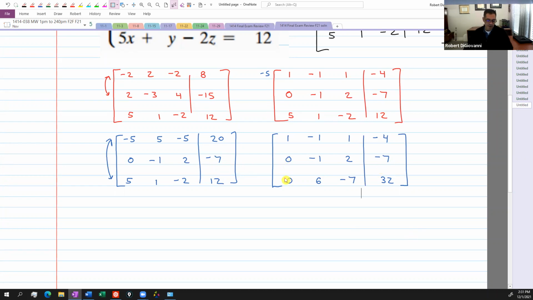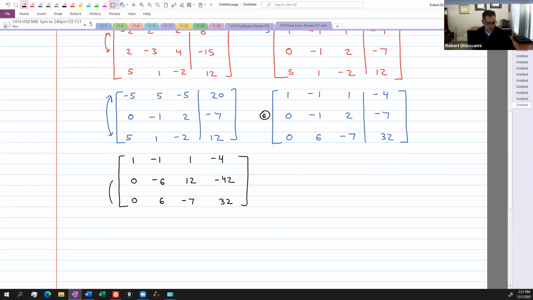All right, I've got zeros here. Now I need to get a 0 here. So I'm going to multiply the middle row by 6. That way this will cancel. So now my system looks like this. 1, -1, 1, -4, 0, -6, 12, -42, 0, 6, -732.